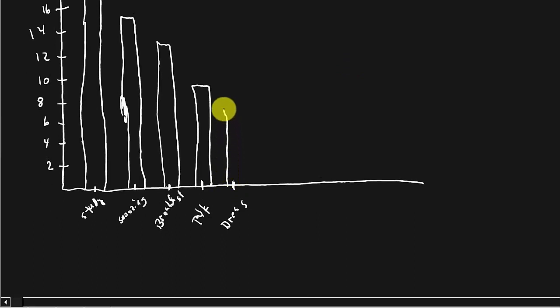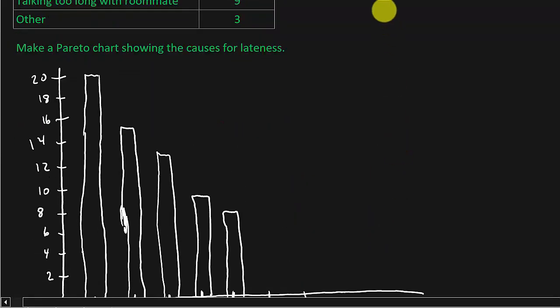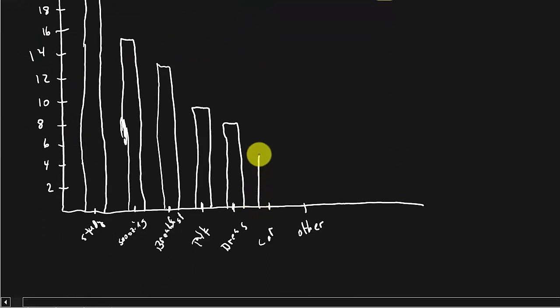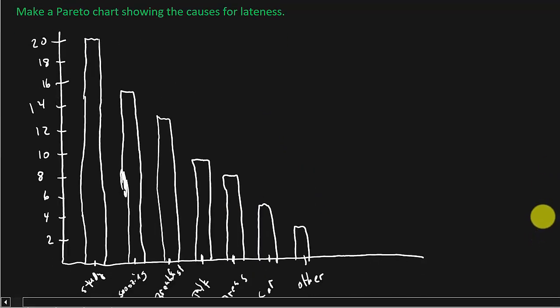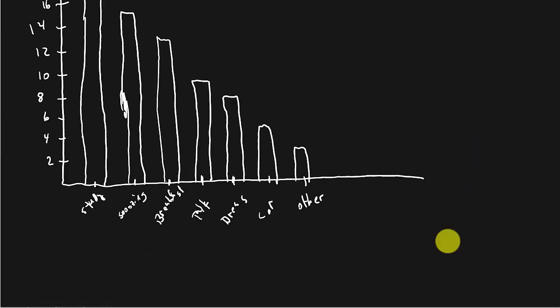So, I mean, you get the idea of what's going on here. And then we've got the car, and we have other. And the car was 5 times car trouble, and other was 3. So we're going to go up to 5 here and 3 here. And there's your Pareto chart. All right, and look, that's how you would draw a bar graph also. It's just for a bar graph, you wouldn't have to worry about putting them in order, okay?